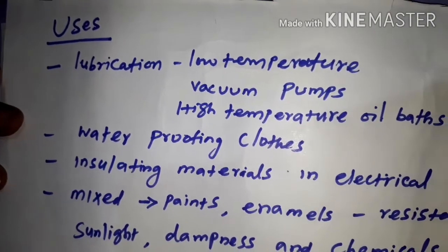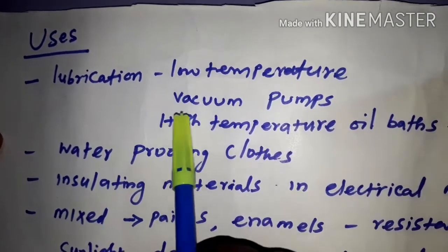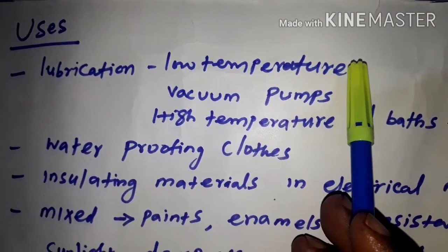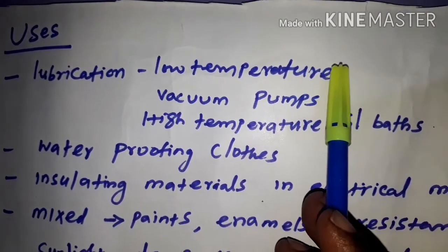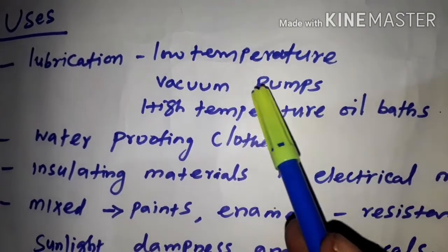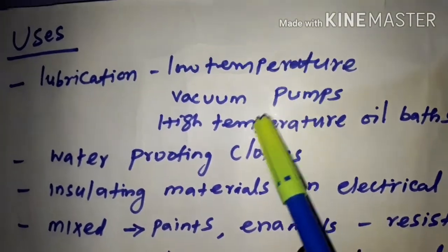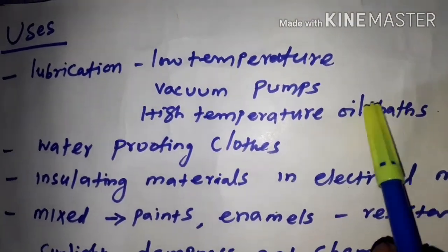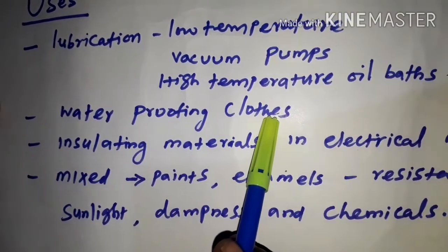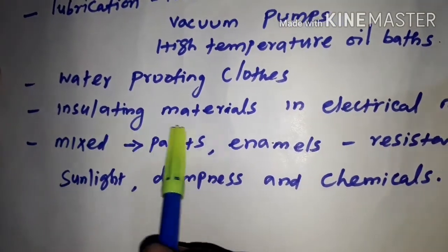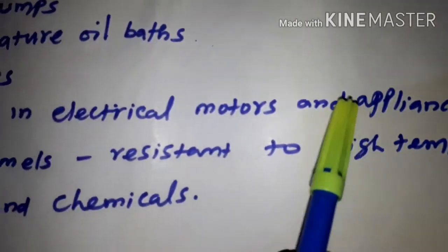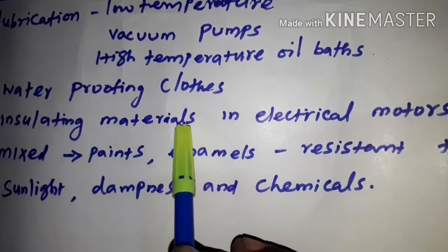Now the uses of silicones. It is mainly used for lubrication purposes, for low temperature. So in low temperature machines, we are using these silicones for lubrication. And also it is used in vacuum pumps and high temperature oil baths. Then second use, it is also used to make waterproofing clothes. Then insulating materials in electrical motors and appliances. Okay, so mainly it is used for insulation purposes.